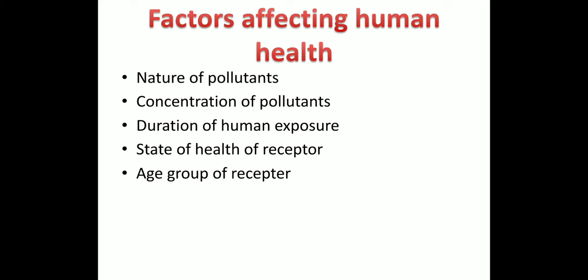Duration of human exposure means time of human exposure. Next point, state of health of receptor means condition of a person, or we can say the human receptor, is also affecting human health. Age group of receptor is also a very important factor. Age group means which age group it is, if there are children, old persons and some persons weak in health. So these all are the factors affecting human health.